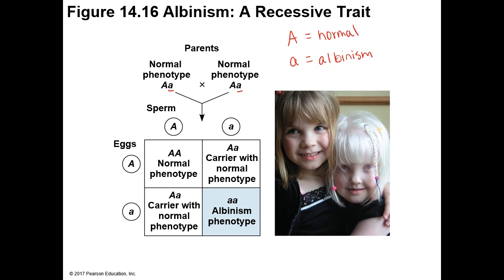Okay. So if we have them mate together, we're going to have a 1 out of 4 chance that we will have a child with albinism. And we have a 2 out of 4 chance of getting a normal phenotype individual, but they are carriers. And we have a 1 in 4 chance that we will get a normal phenotype individual that is not a carrier.